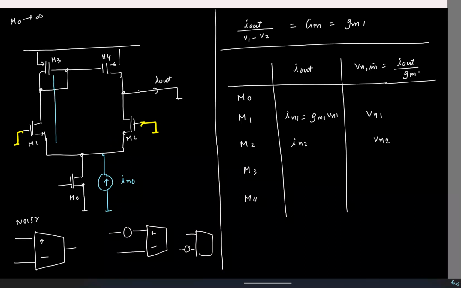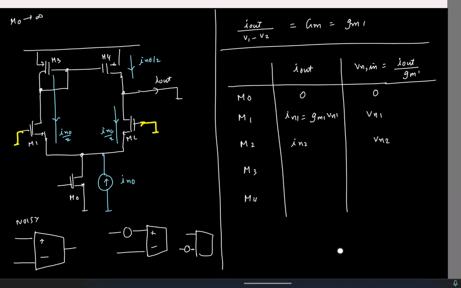So the current in this branch is In0 by 2, and here also it gets split equally. The current flowing in M1 also flows to M3 as I marked here, and this is a current mirror. Whatever current is flowing in the diode connected transistor will get copied onto the other side, so this is also In0 by 2. So what is the final output current? Zero. So this doesn't contribute to noise.